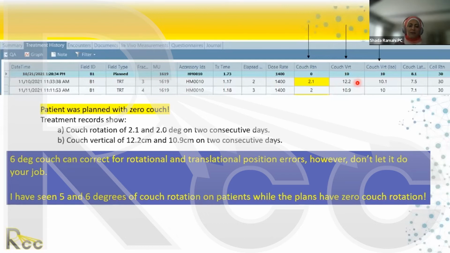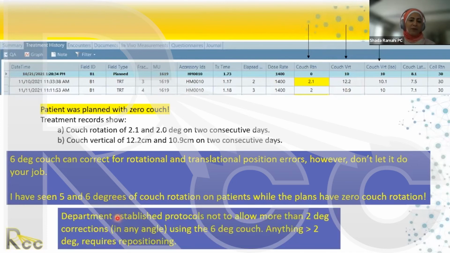If it's on the edge, 2.1, 2.2, we look at other parameters. We look at the patient in general. We're not going to waste the therapists' time going in and out if we think it's not going to affect the plan too much. And as I said, definitely we've seen 5 and 6 degree couch position.